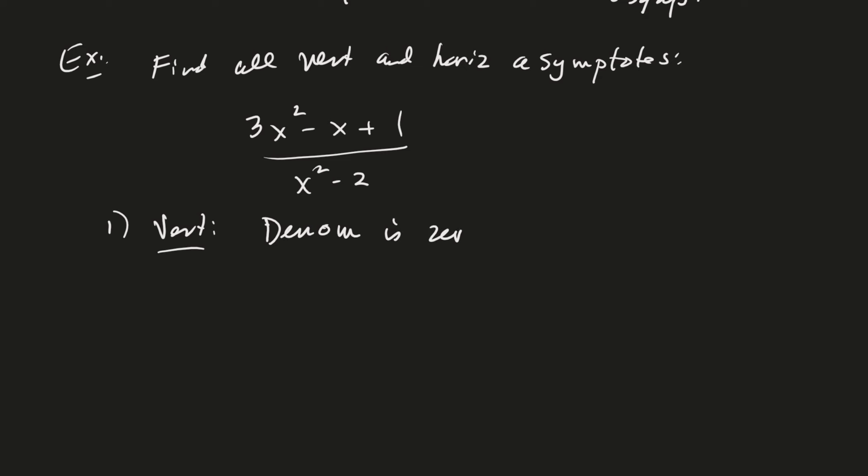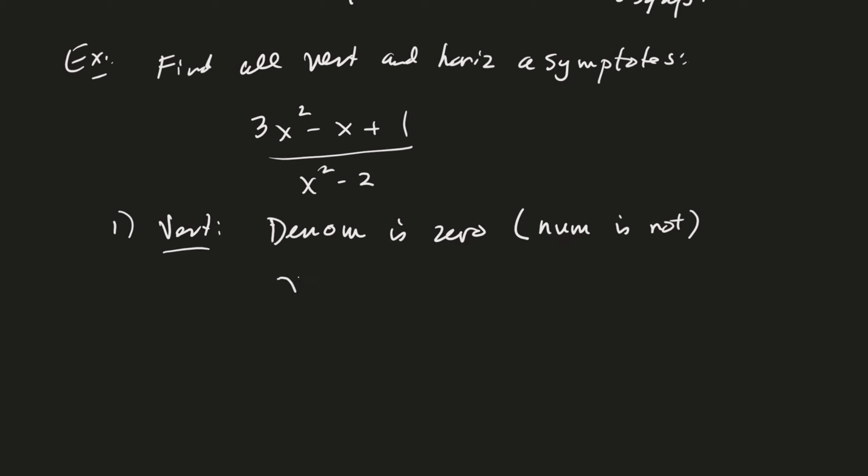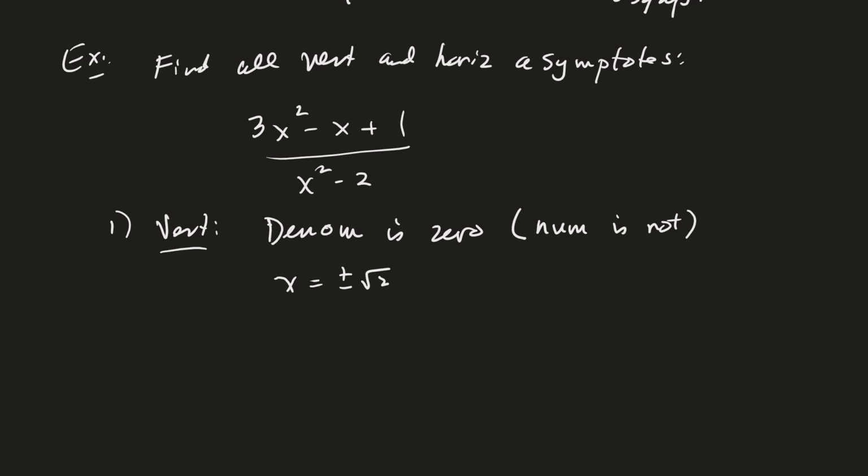Denominator is 0, but also check that the numerator is not. Because if the numerator is also 0, then you can't say that there's a vertical asymptote. So in this case, x is equal to plus or minus the square root of 2. And if you double check with the numerator, that would be 3 times 2 is 6 minus the square root of 2. Nope, that's not going to be 0. Okay, so these are the equations of our vertical asymptotes. Horizontal asymptotes.